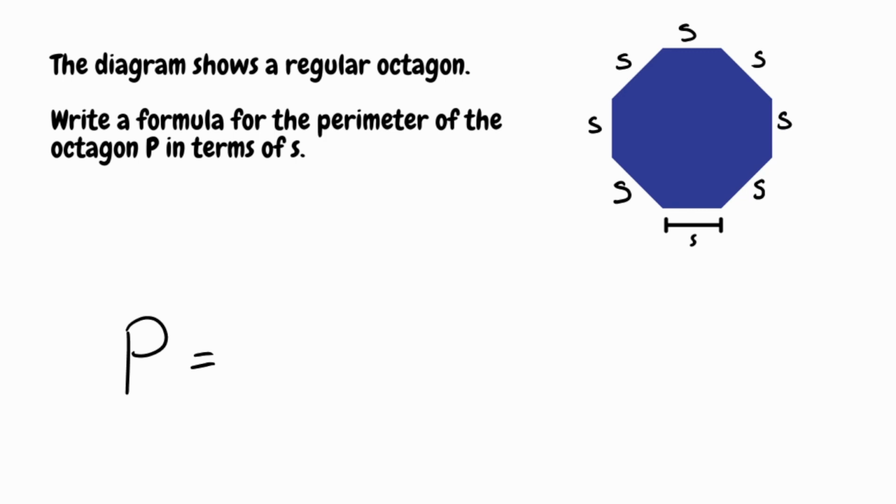So to find the perimeter of any shape, all we have to do is add up all its lengths. So we're adding up this term s 8 times. So if we add it up 8 times, or we could do 8 multiplied by s, that would simply give us 8s. So our formula here would simply be P, which is the perimeter of the whole shape, is equal to 8s.